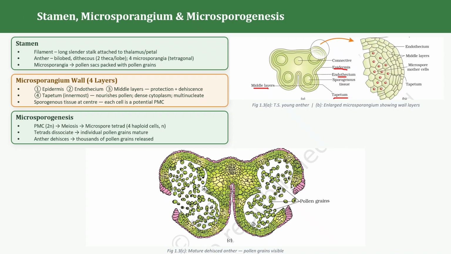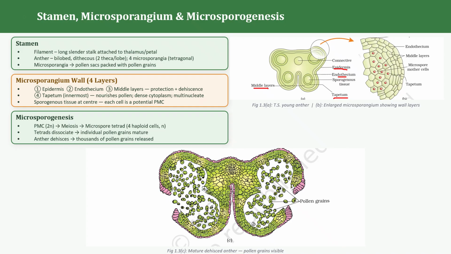Why is meiosis important, children? Because it reduces the chromosome number by half. That is why it is very important. For example, if a PMC contains 24 chromosomes, that is 2n, after meiosis, what happens? Each microspore will contain 12 chromosomes, that is 1n. This ensures the chromosome number remains constant after fertilization.